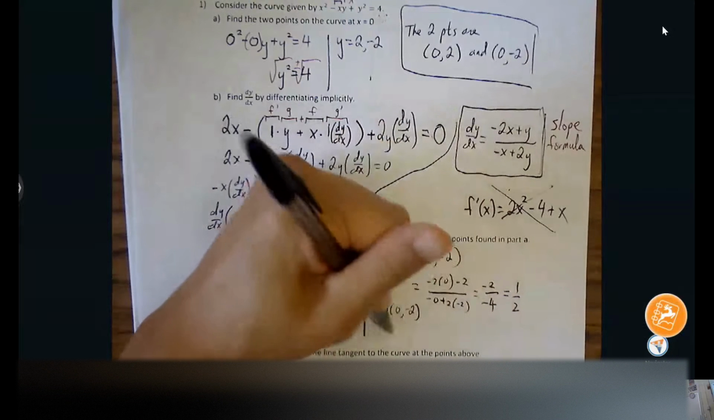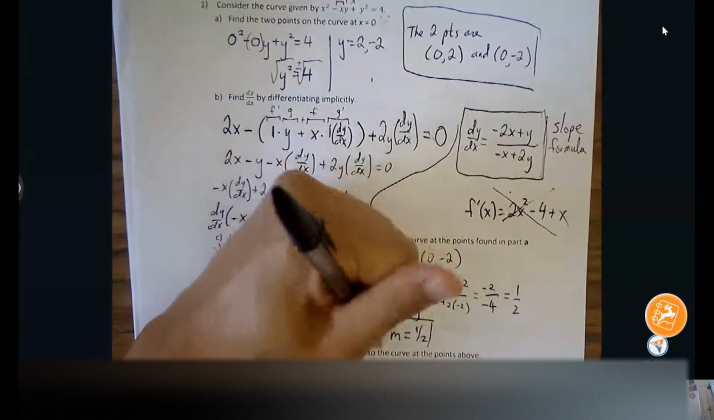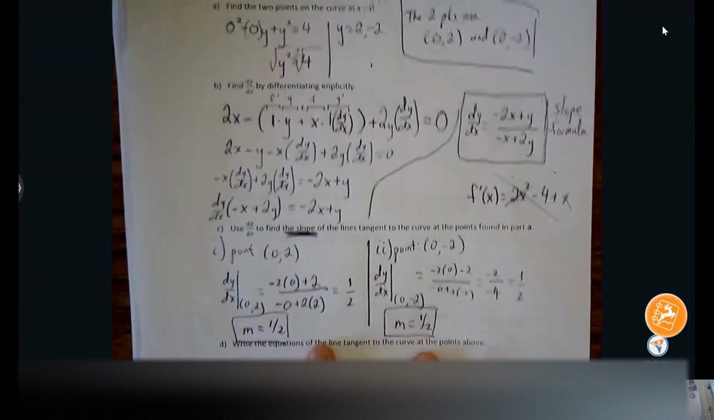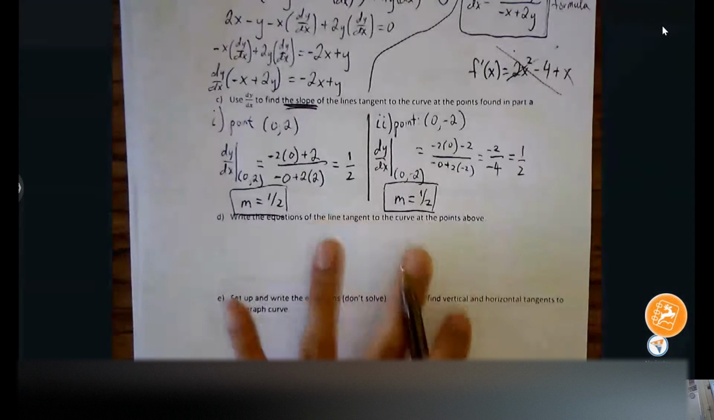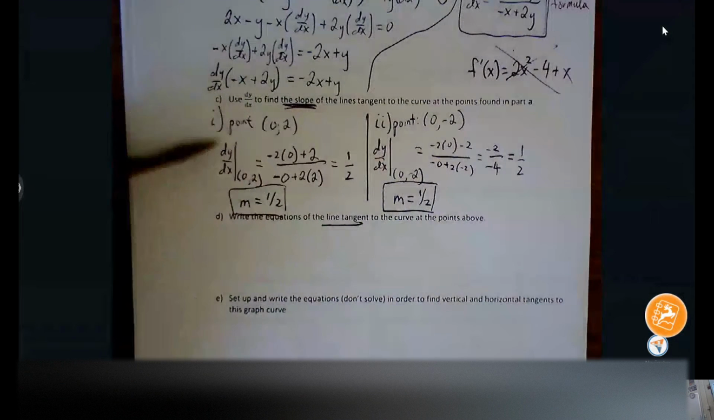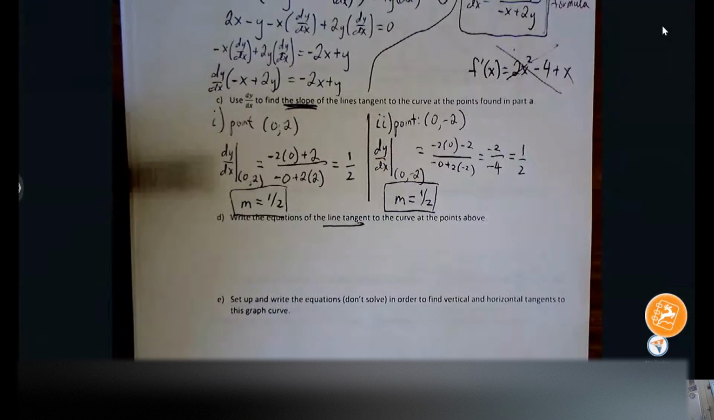Also 1/2. So it looks like both points are producing a slope of 1/2. All right, no questions, part C? All right, part D, write the equations of the line. So we have all the information that we need, right? Point and slope to do point slope form.